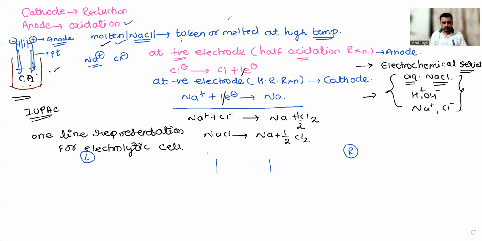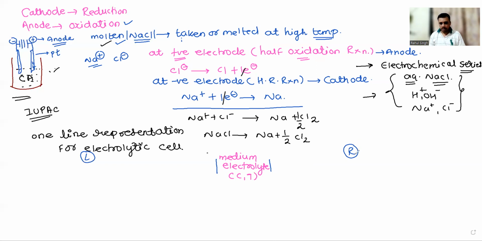Okay, so in between the two lines, we always write the medium first, and then we write what electrolyte we have taken. The second part is the electrolyte, and third is the concentration and temperature. Generally in many questions, all three things will be given to us. Then always start writing from the right hand side.